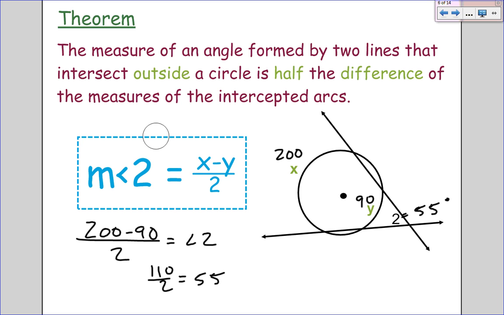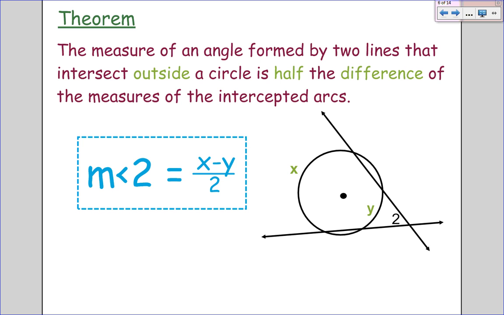Now let's make a slightly more complicated example there to see how this really works. Let's say I know that angle 2 is 40 degrees. And I know that arc y is, let's say, 80 degrees. And I don't know what this arc is. Well, I still start the same. I'm going to do big arc, so in this case that's x, minus little arc, 80, over 2 equals the angle, which is 40.